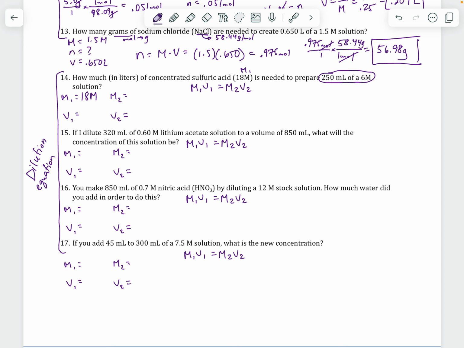I'm asked how much of that, so I must be looking for V1. How much do I need at the beginning in order to prepare or come out with 250 milliliters of a 6 molar solution, right? And so that's how we can go through and define these variables, being able to use these context clues to help us figure that out. It is important to note that you do not need to worry necessarily about the unit of volume here, since the unit will appear on both sides. However, you do need to pay attention to what unit is asked of you to find.